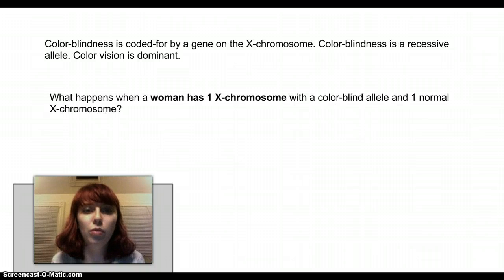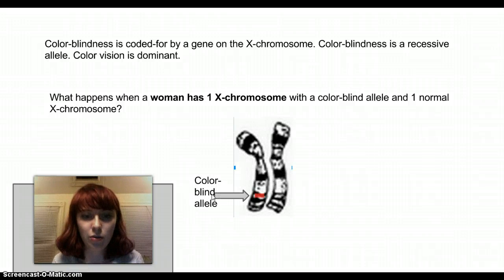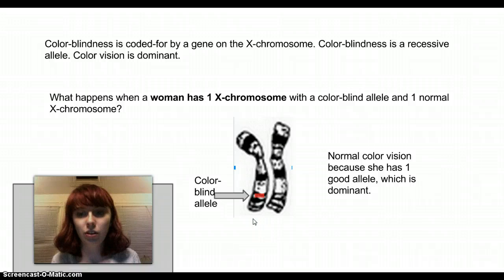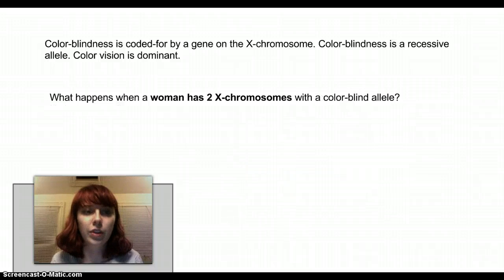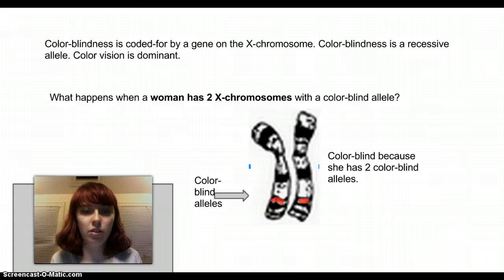So what happens when a woman has one X chromosome with a colorblind allele and one normal X chromosome? As we can see, she has the colorblind allele on one X chromosome, and she's going to have normal vision because she's got that one good allele and one colorblind allele. But the good allele is dominant, and so she'll have normal color vision. So what happens when a woman has two X chromosomes with a colorblind allele? It's a little bit different. Now she doesn't have any choice. She only has the colorblind alleles, so she's going to be colorblind.